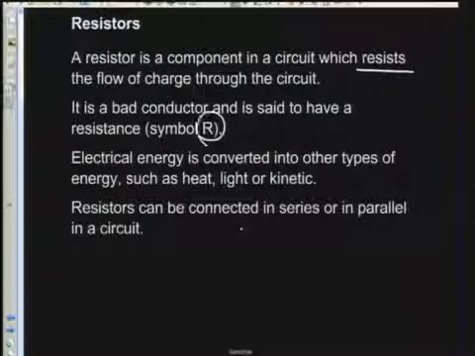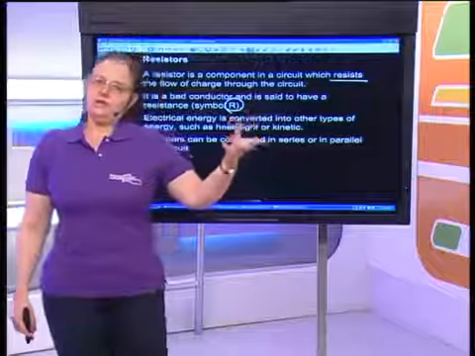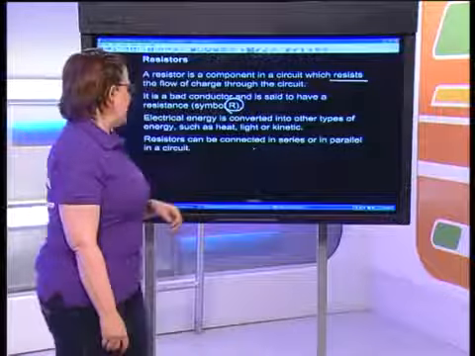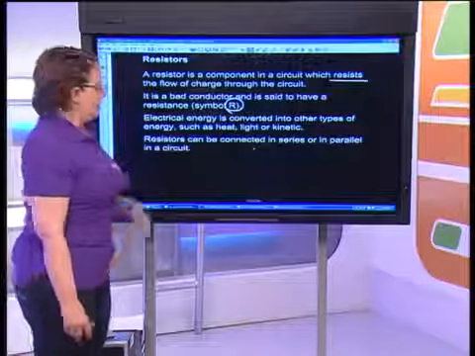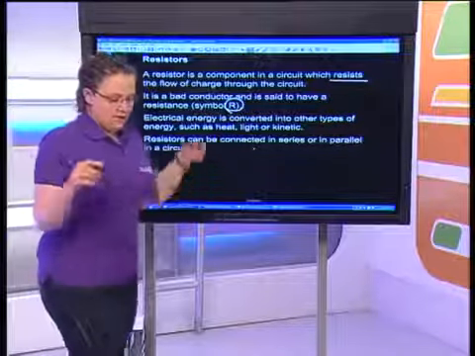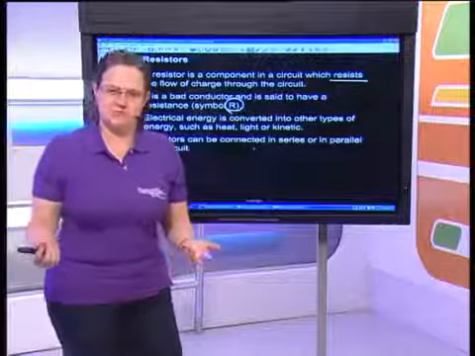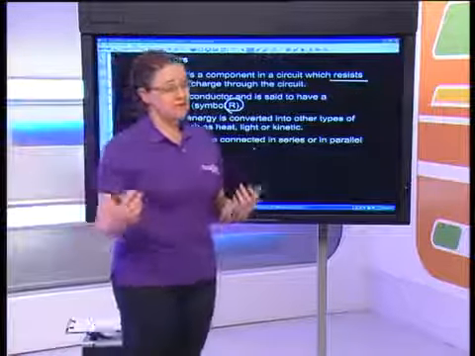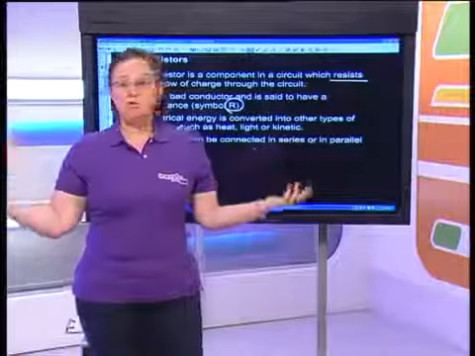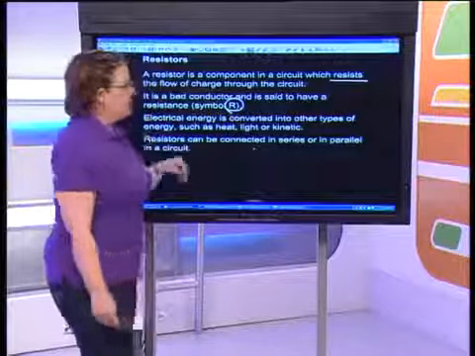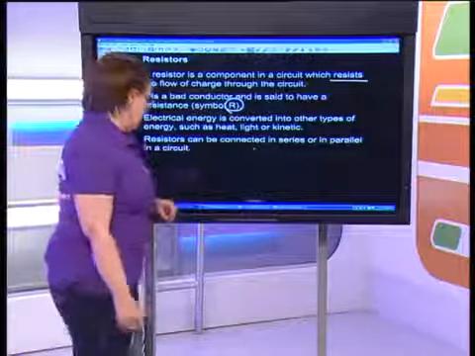So whenever we put resistance or a resistor into a circuit, or we put it into an equation, we use R, okay? Now, what happens with the resistor? Well, electrical energy is converted into other types through the resistor. Most of the time it's heat, but we can get light, maybe we get sound, maybe we get kinetic energy, all sorts of things can happen here, okay? And resistors can be connected in series or parallel.